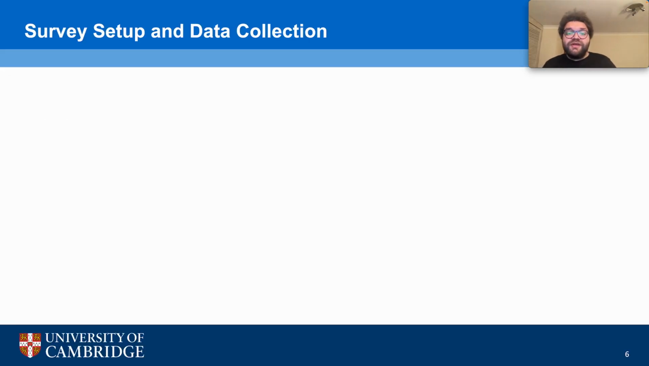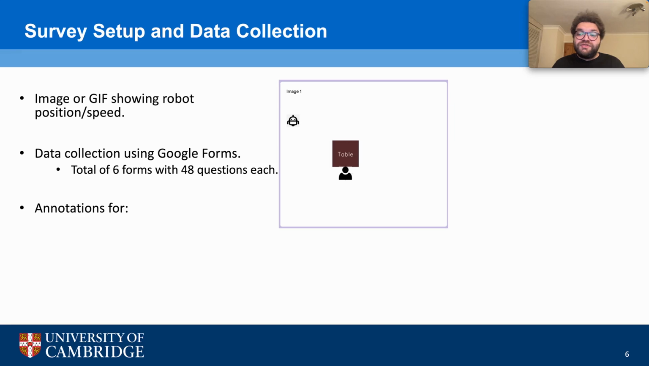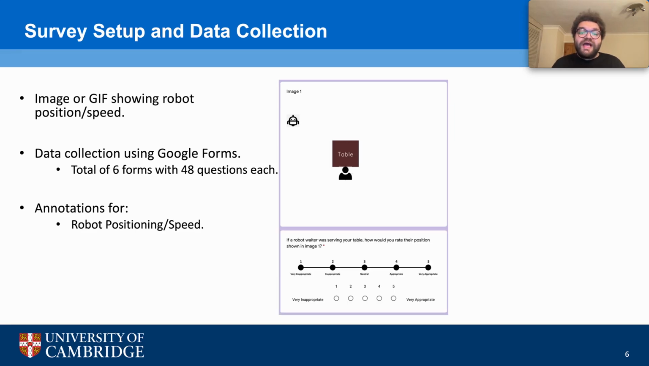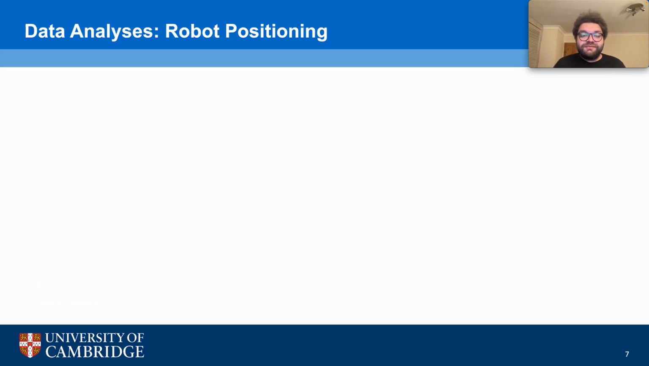For each position in the grid, we generate images or GIFs for that position and ask the participants to imagine being served by the robo-waiter from that position. These generated images or GIFs are presented to participants using Google Forms, where they're asked to provide annotations for the appropriateness of the robot positioning itself or speed, as well as their affective responses towards the robot being in that particular position. Each individual form is annotated by 8 to 11 unique participants. So what do these annotations look like?